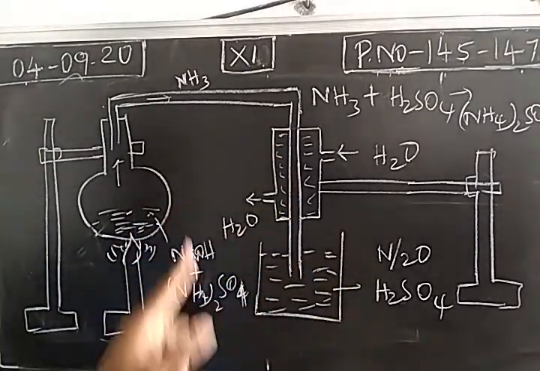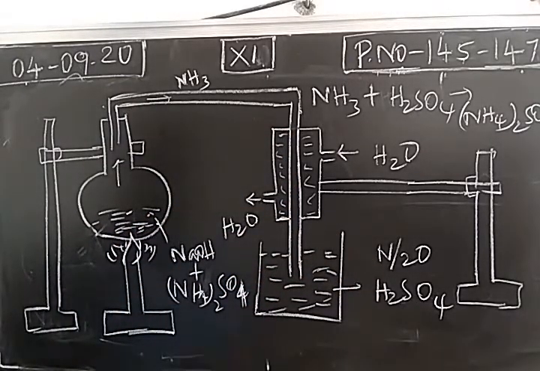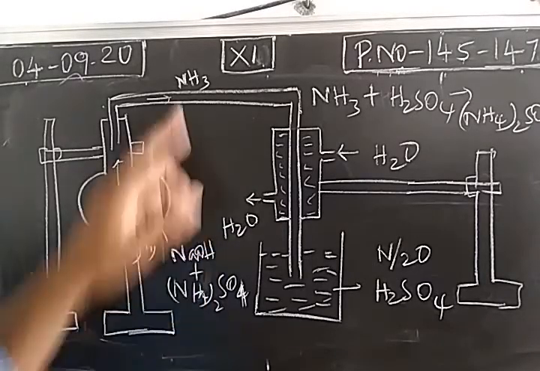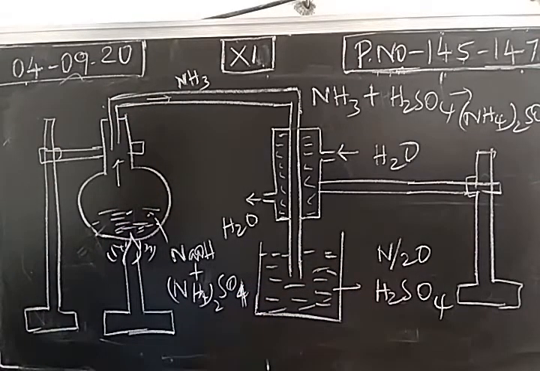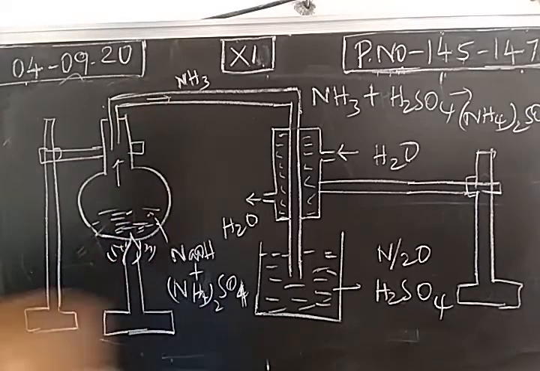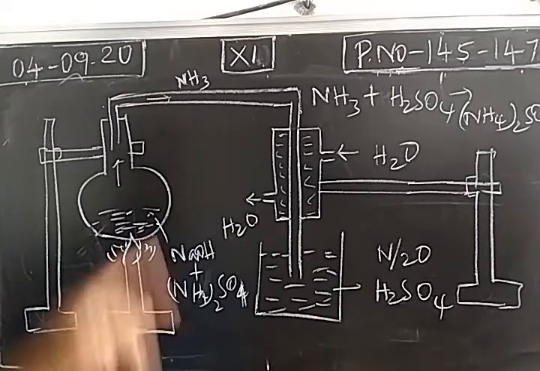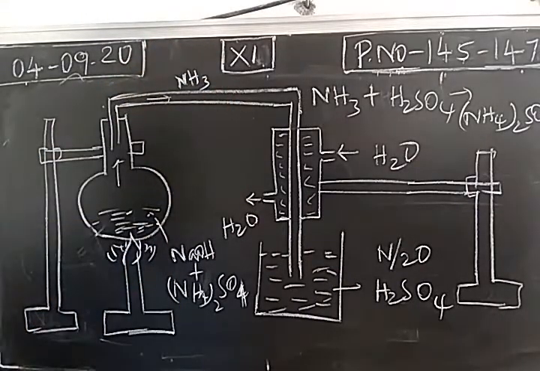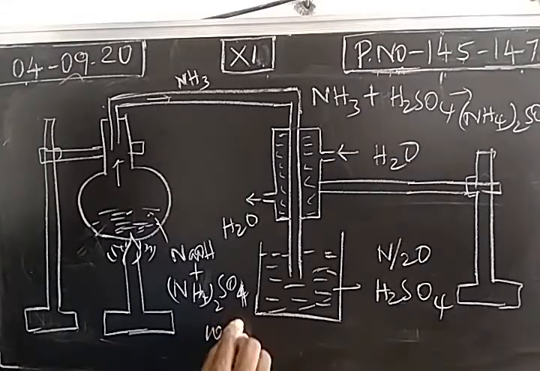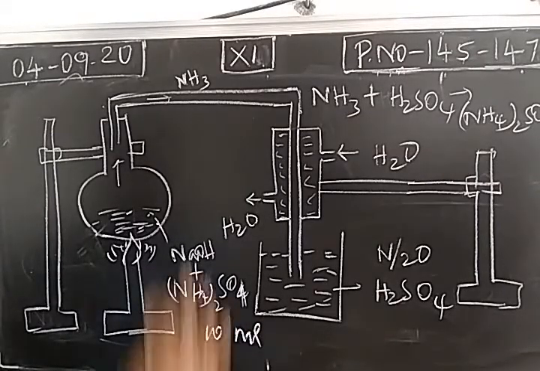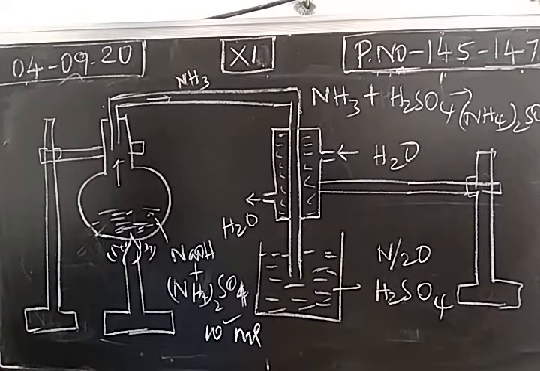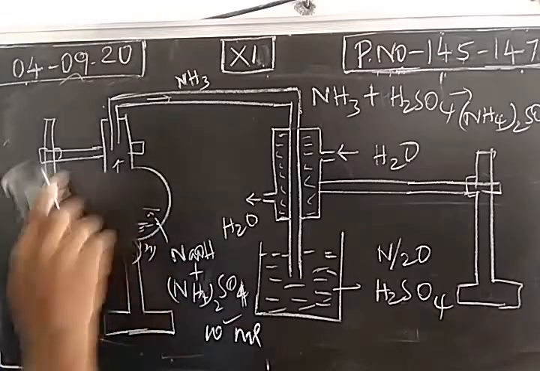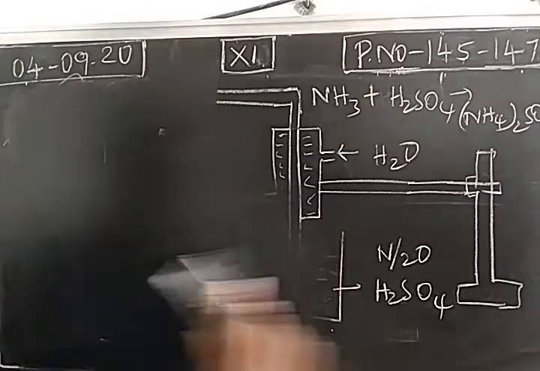Ammonia is dissolved in the sulfuric acid with a known concentration. Based on how much sulfuric acid is consumed by ammonia to form ammonium sulfate, that volume can be calculated. For example, if 10 ml sulfuric acid is consumed by ammonia to form ammonium sulfate, we can get how much ammonia is there. 10 ml sulfuric acid consumed by ammonia means what about the volume of ammonia? Volume of ammonia is also 10 ml. So based on this concept, we can derive the formula to calculate the percentage of nitrogen in Kjeldahl's method.